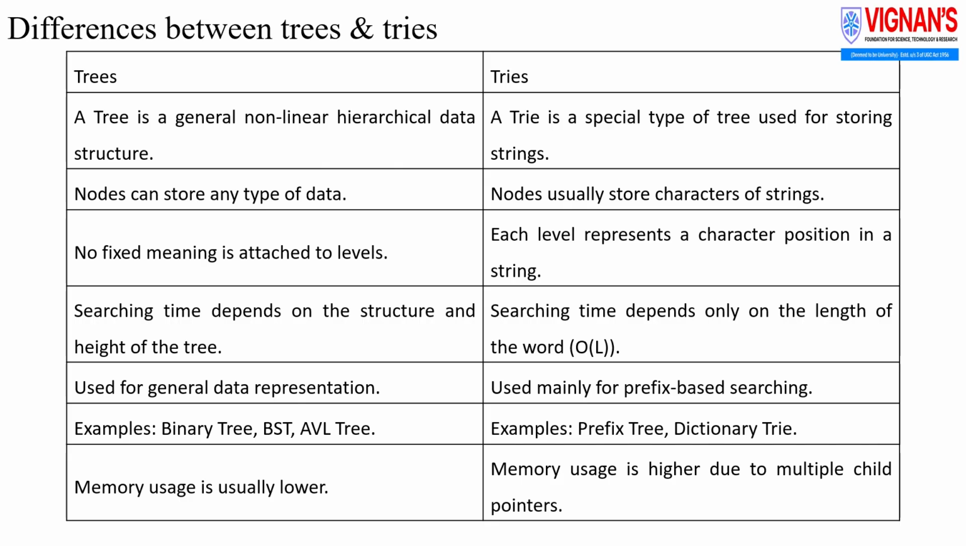Trees are used for general data representation, while tries are mainly used for prefix-based searching. Examples of trees include binary trees, binary search trees, and AVL trees. Examples of tries include prefix tries and dictionary tries. Finally, memory usage in trees is usually lower, whereas tries consume more memory due to multiple child pointers.